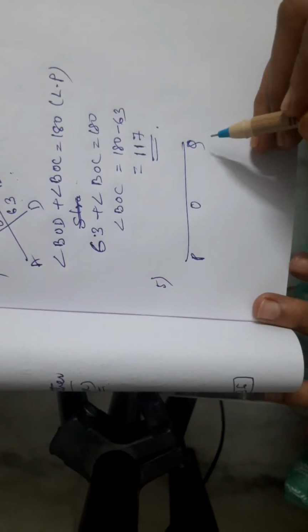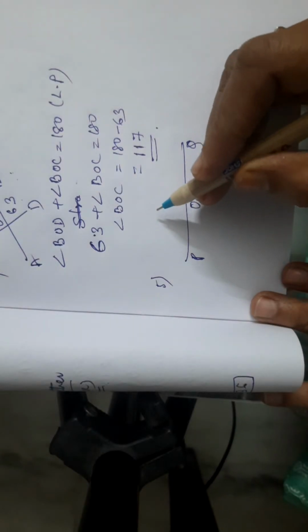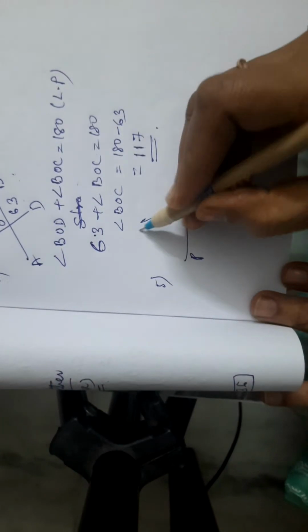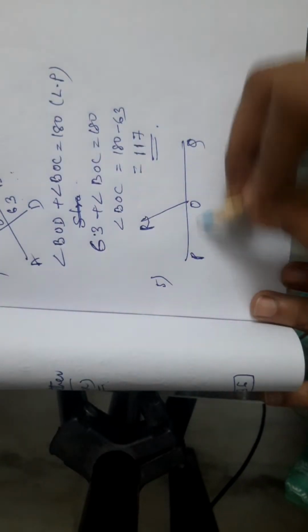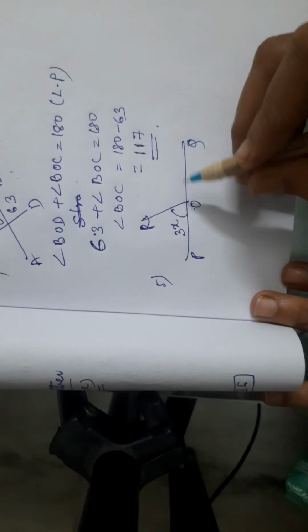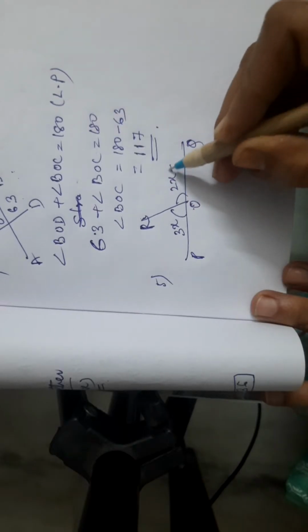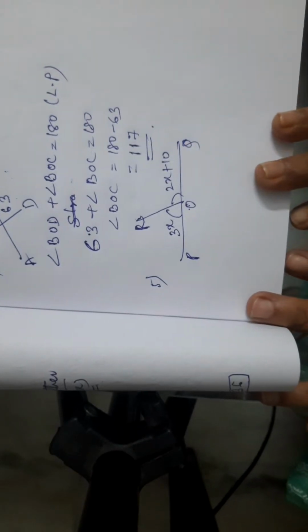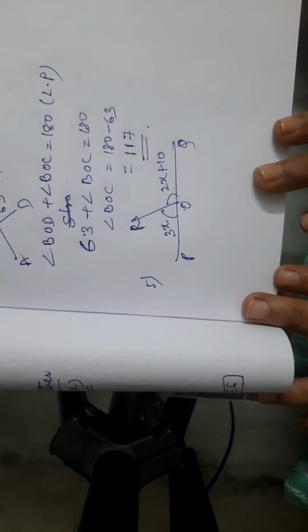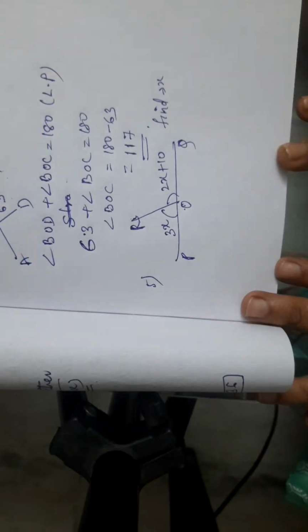POQ is a straight line. POR is given as 3x. So let R be a point. POR is given as 3x and QOR is given as 2x plus 10. We need to find the value of x. So the question is: find x.